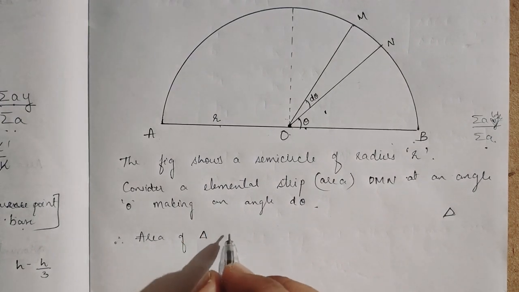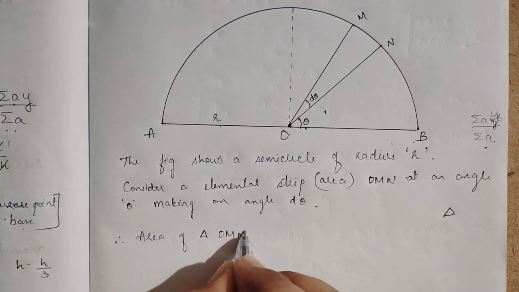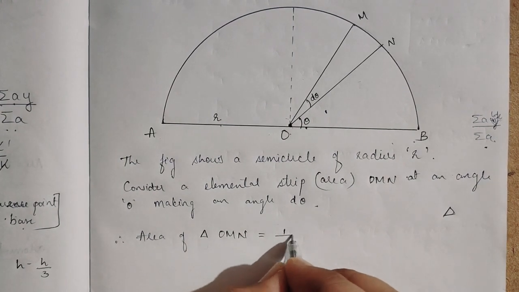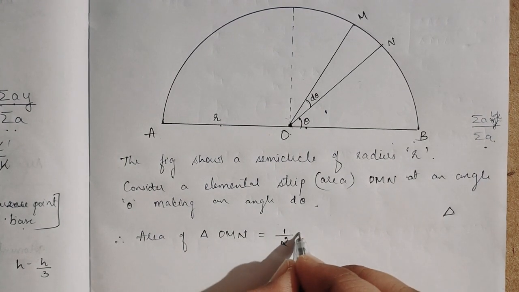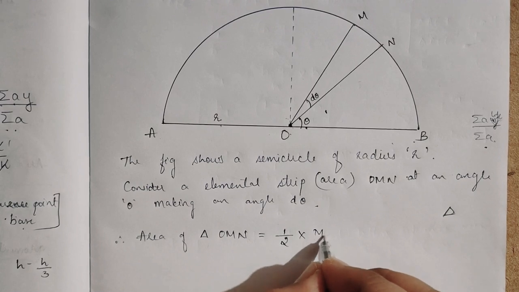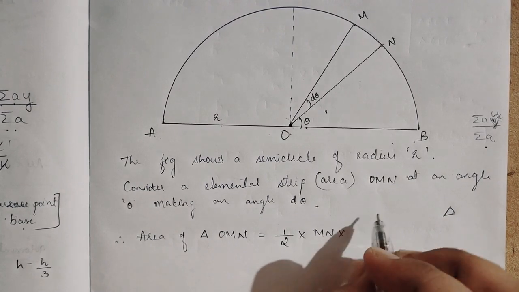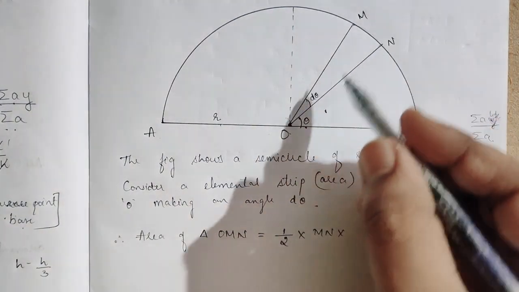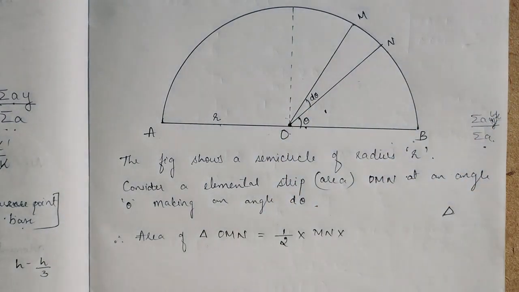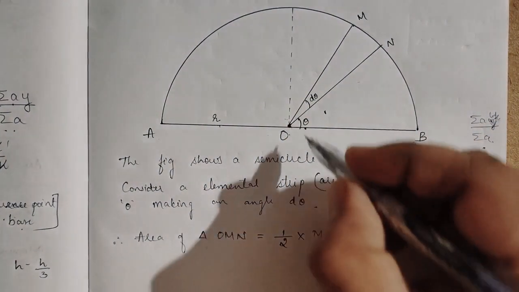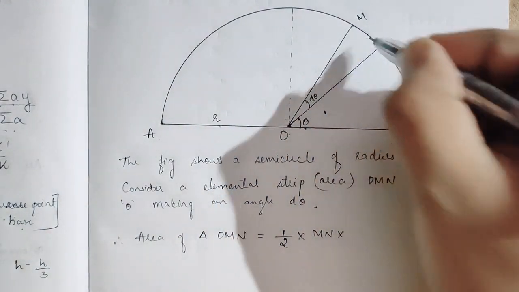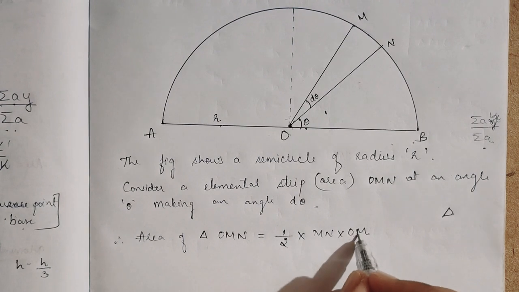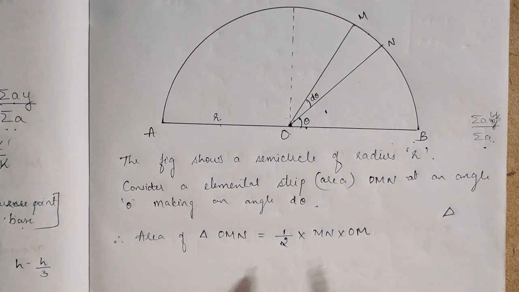So area of triangle OMN. Because it resembles a triangle, I'll apply the triangle formula: half into base MN into height, that is O into M. The height will be a point like this, but we'll take OM only, as it is nearer to that.